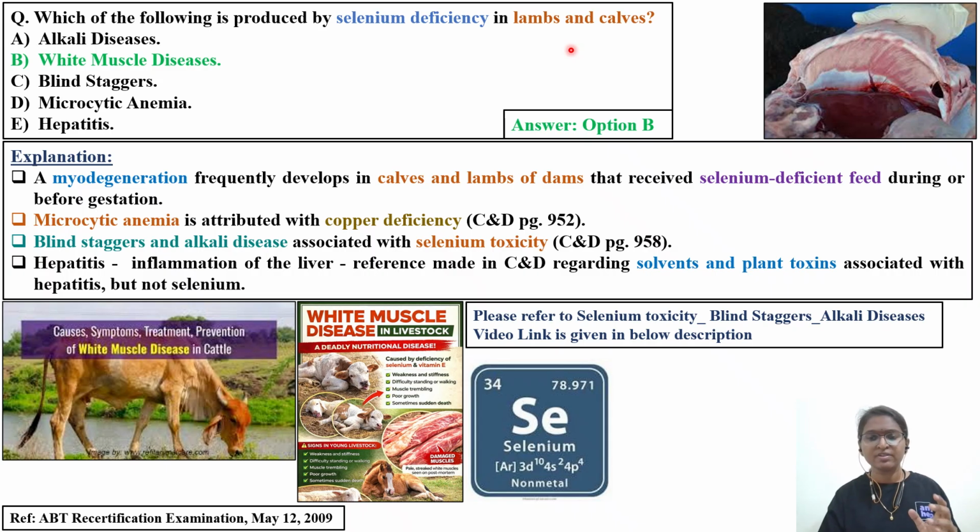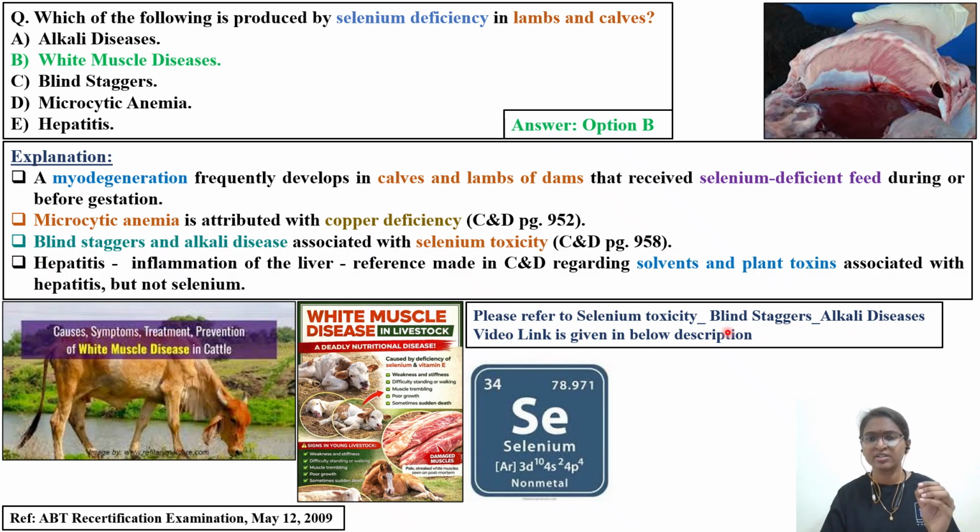Whenever we are reading about metals, you have to read two important things. One is deficiency of this metal will cause what type of toxicity. Excessive consumption of that particular metal will cause what type of toxicity, that you have to see. One video with respect to selenium excess consumption, which will cause blind staggers or alkali disease, I have already made. I'll give you the link in the description.